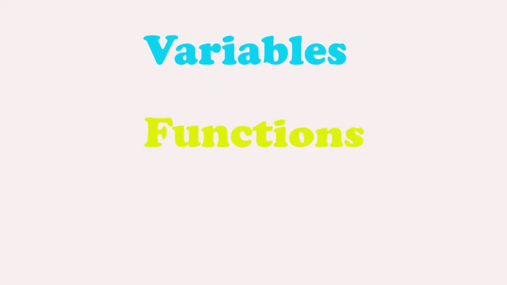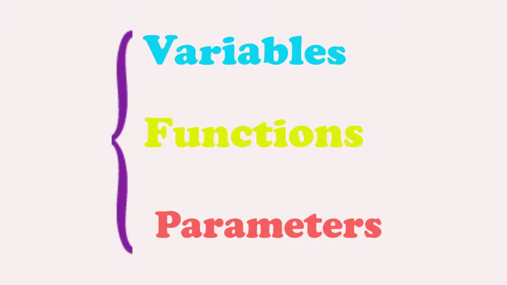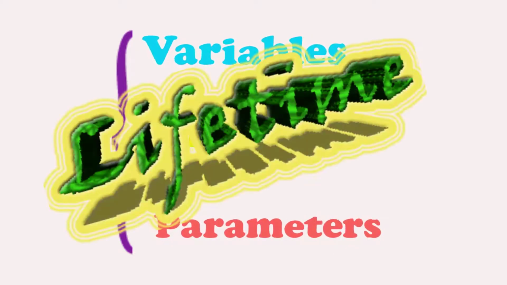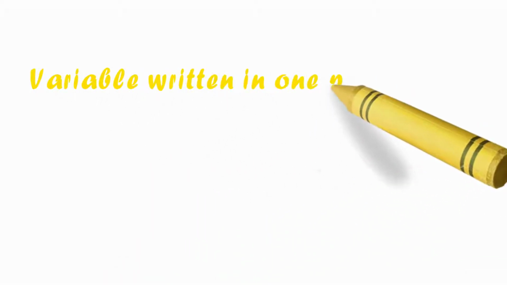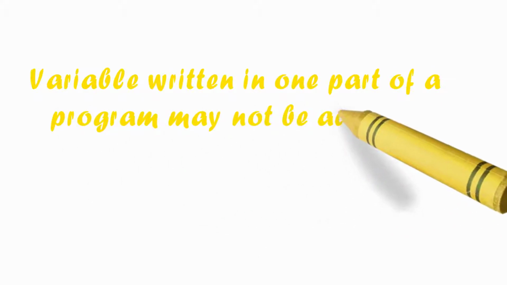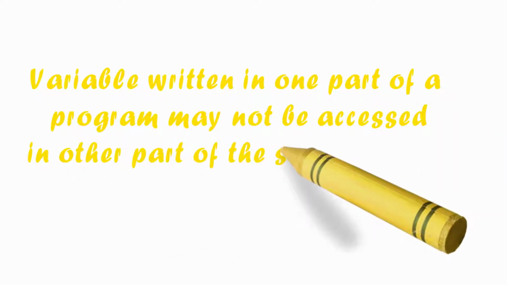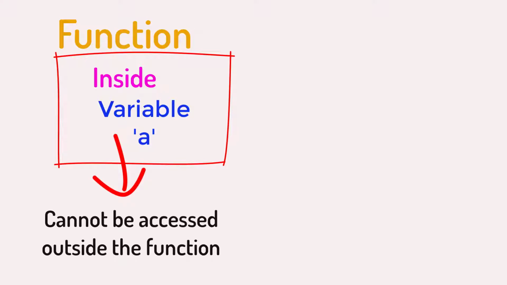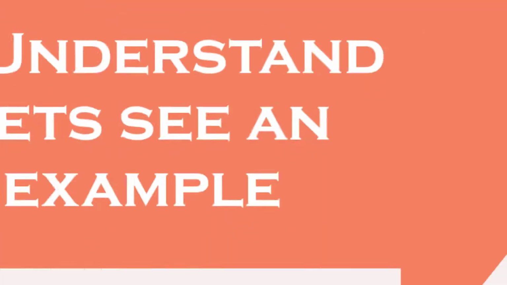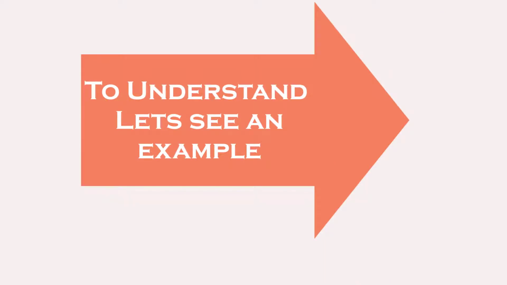A program is made up of variables, functions, parameters, etc. So all these will have a lifetime, or to say in other words, access rights. A variable written in one part of a program may not be accessed in another part of the same program. This means if a variable is written inside a function, that variable cannot be accessed outside of the function. So to understand this better, let's have an example.